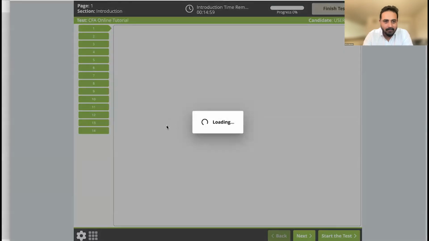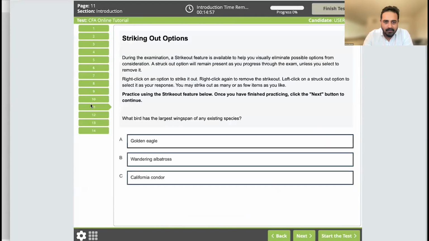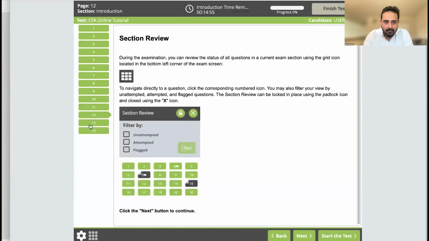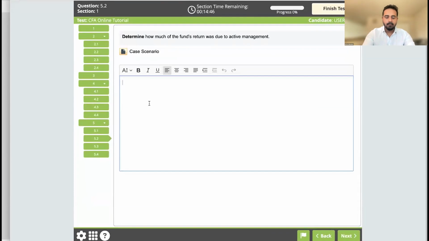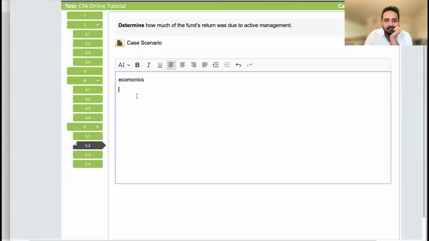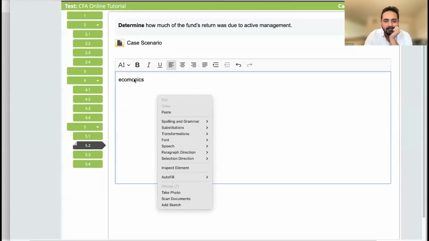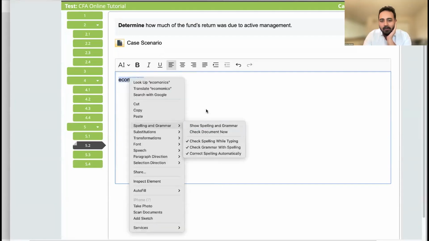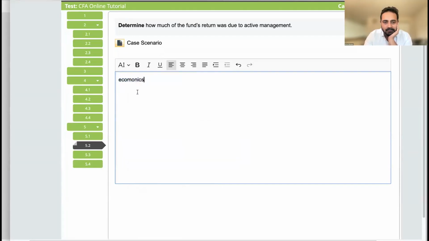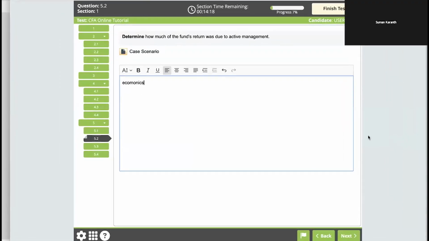Okay, this is your exam interface. They have given some sample constructed response questions here. Let me mess up economics. No, at least here it's not working. Maybe the software will work, but let me find that out for you, Suman. I'm not sure.